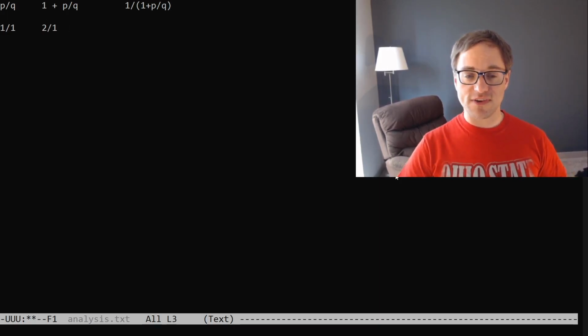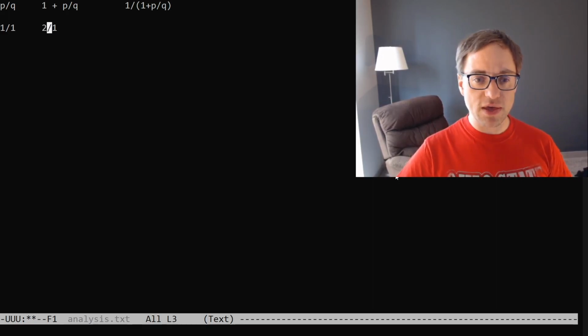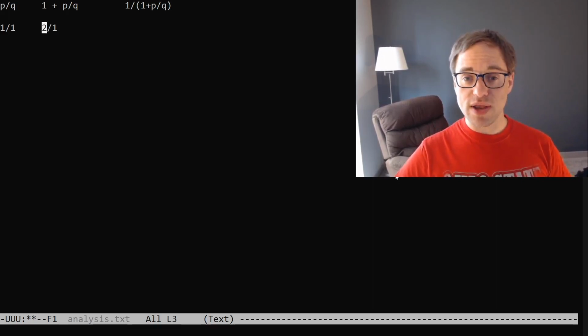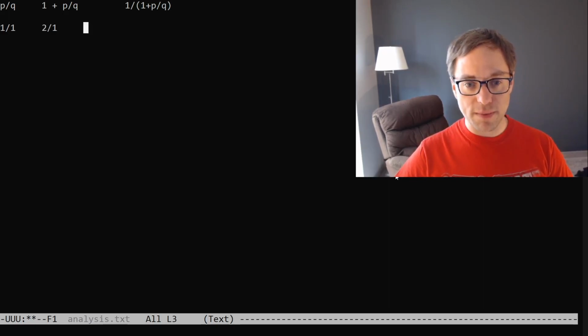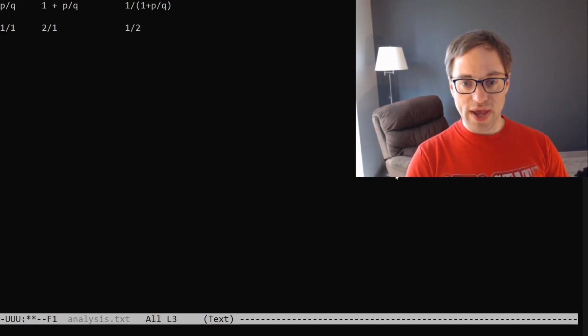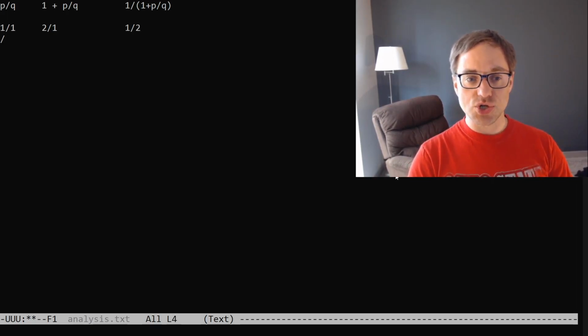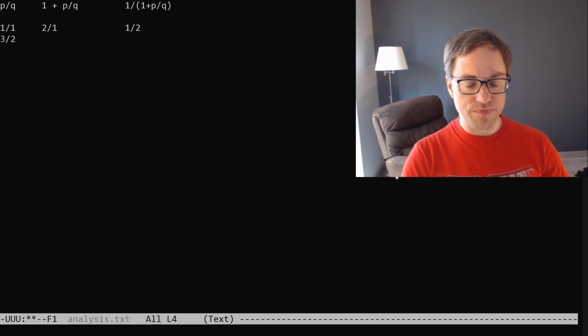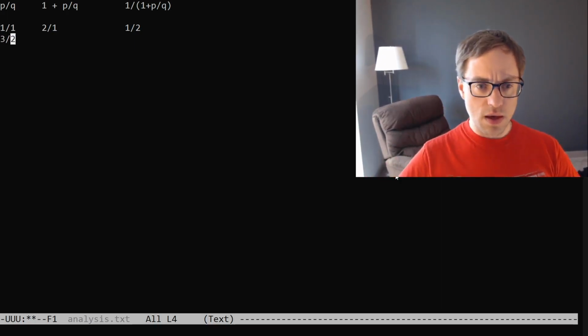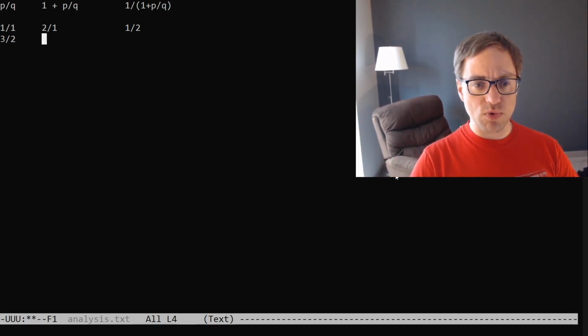Taking the reciprocal is just going to be flipping the numerator and denominator, that is swapping them. And so that gives us 1/2. And then adding 1 again, we're going to write that as 2 over 2 plus 1 over 2, which is going to give us 3 over 2. Just to do one more example, we would add 2 over 2 plus 3 over 2, which is going to give us 5 over 2.